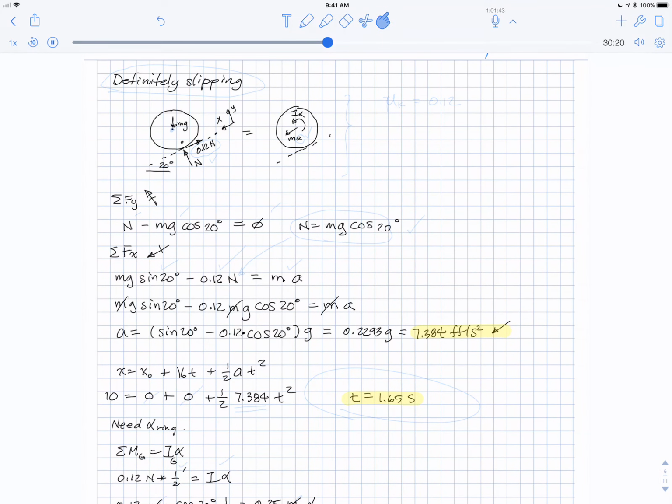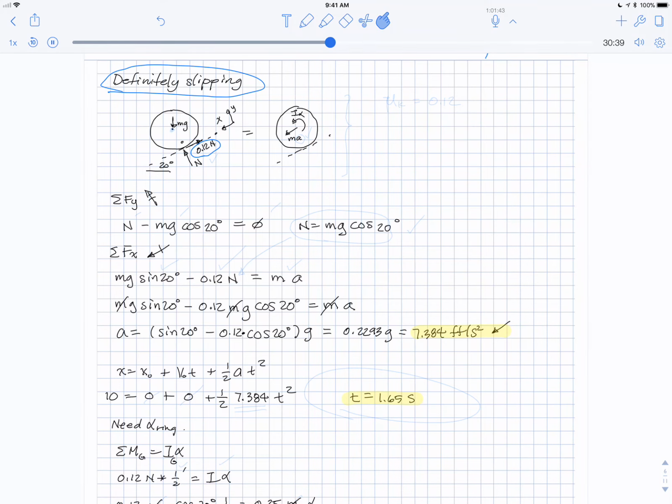Okay, so again, let's continue the problem knowing that we guessed wrong. It was hard to tell if it was going to slip or not. So in this case, it was a 50-50 chance. We guessed wrong, and we're going to go again. So it's definitely slipping. We just proved that. And so what's changed now is the friction force.